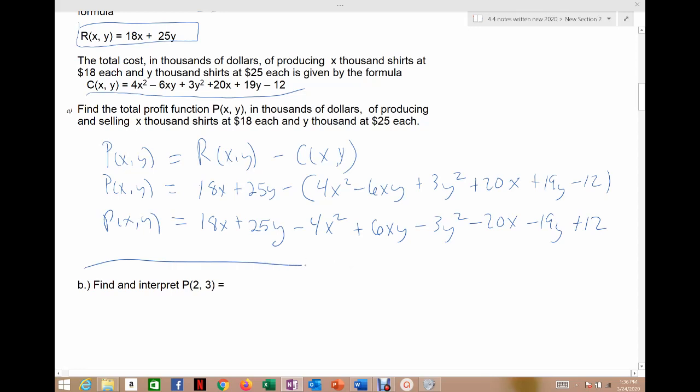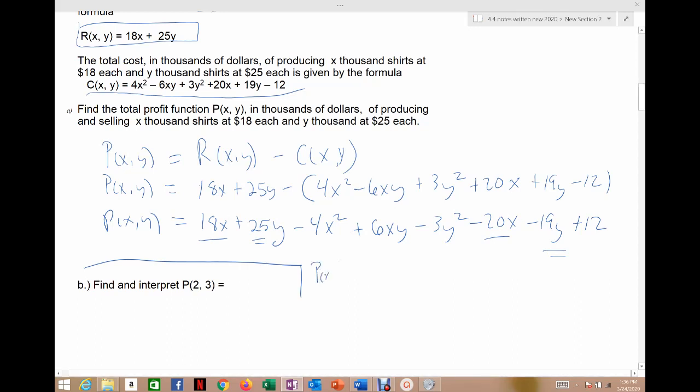All right, and so the only like terms I have are the x terms and the y terms, right? Everything else is different. I can only add x terms to x terms, y terms to y terms. Everything else has a different variable part, right? So those are the only two that I can add.